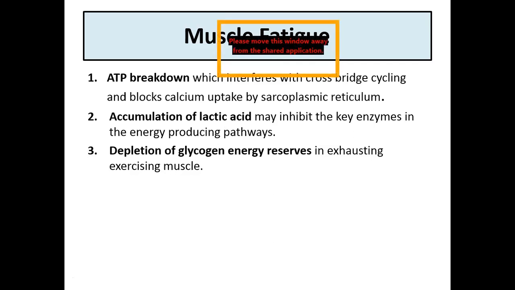Biochemical pathways can generate ATP. You know about the oxidative phosphorylation and glycolytic pathways, right? So the enzymes involved in those pathways are inhibited if there is accumulation of lactic acid.